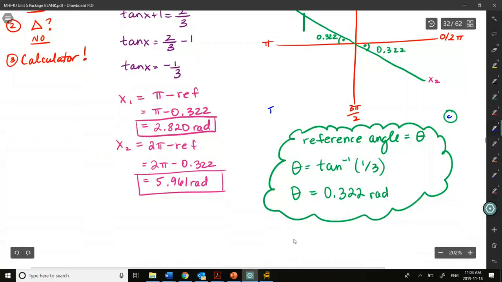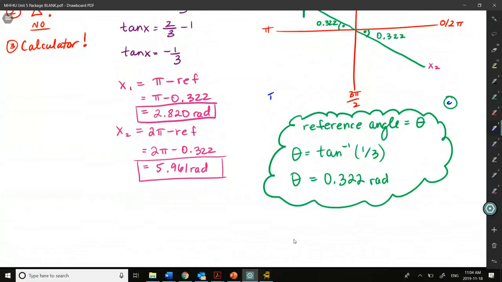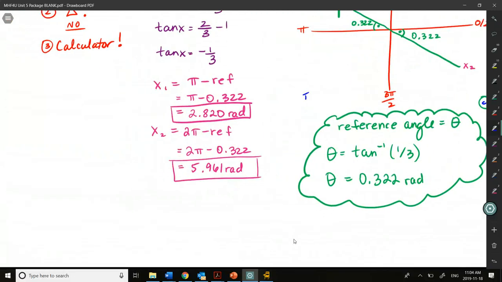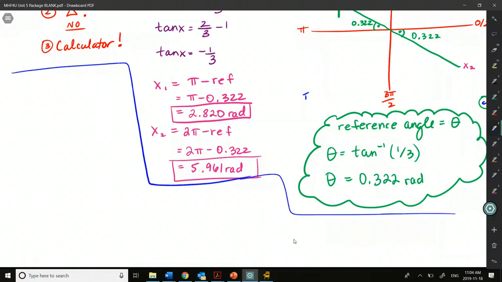Just for your purposes, give me like 2 more seconds here, guys. Just for your purposes, give me a couple seconds, okay?